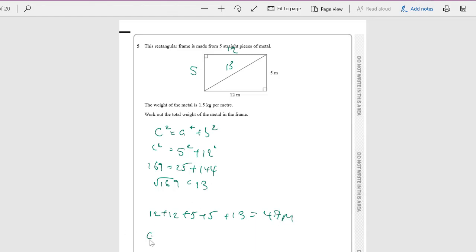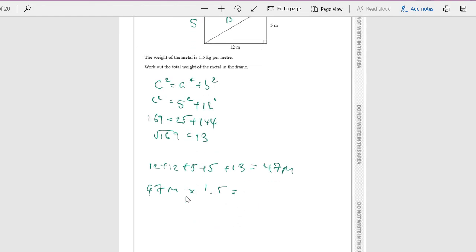And then 47 meters times, sorry, times 1.5. So we'll get 47 times 1.5 equals 70.5.